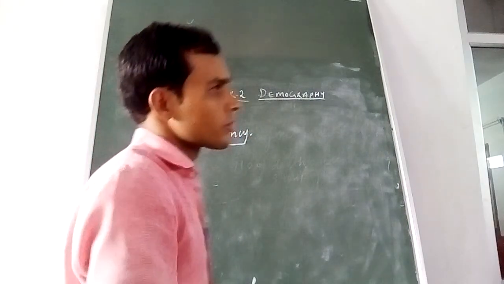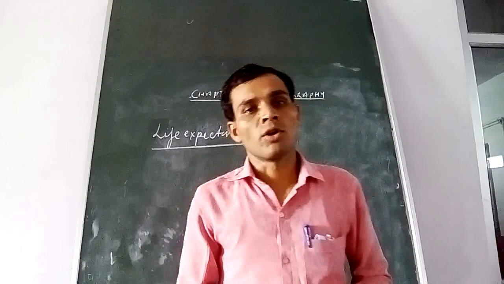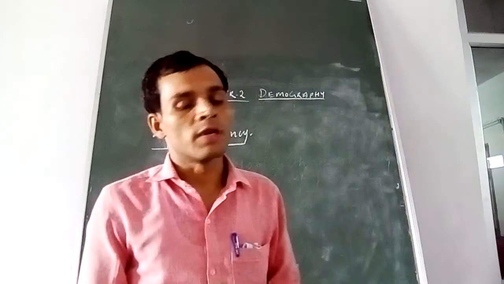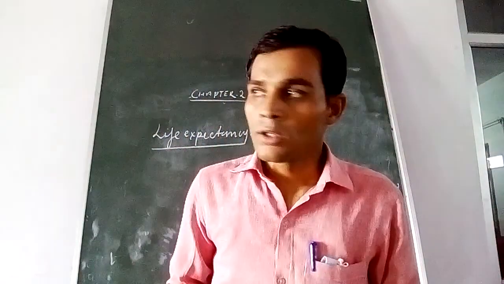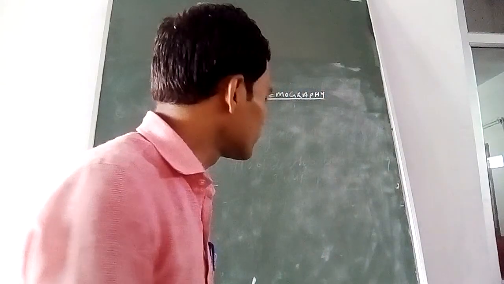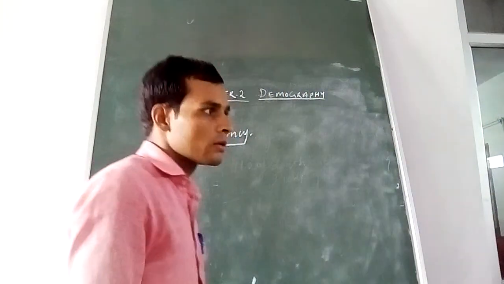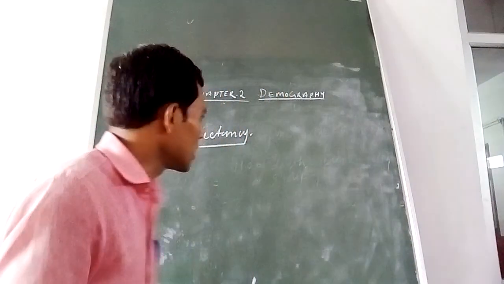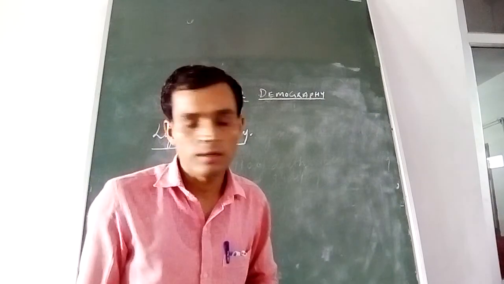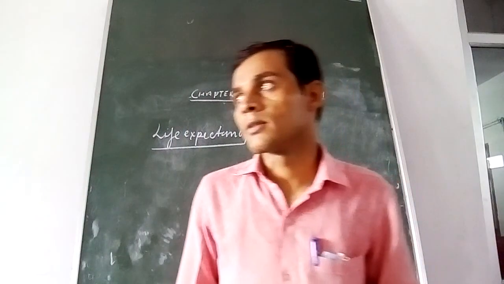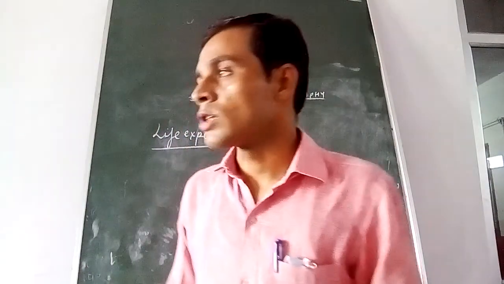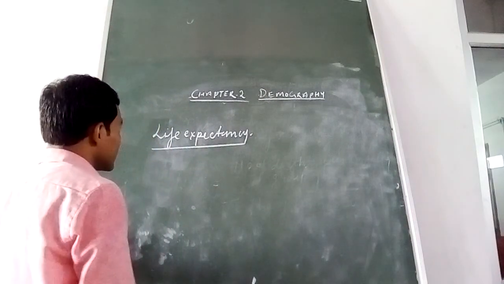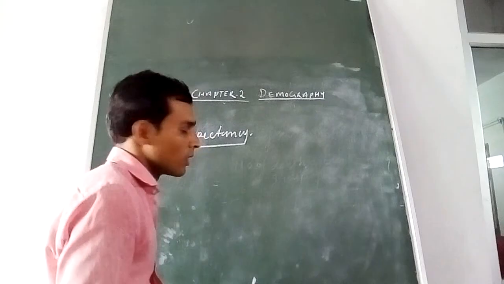It also refers to the estimated number of years that an average person is expected to survive. You can say a person is expected to live a certain number of years. It may be 64, it may be 68. Nowadays it is 68 to 70 years. This is the life expectancy of Indian people.